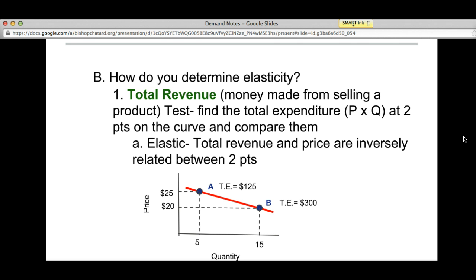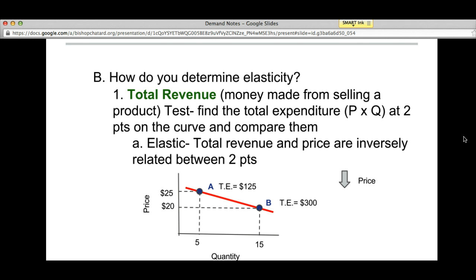Okay, so how does this tell us it's elastic? Well, going from point A to point B, what happened to my price? It goes down, because remember, price is over here. It goes from $25 to $20. But what happened to my total revenue from A to B? It increased, because remember, total revenue is over here.